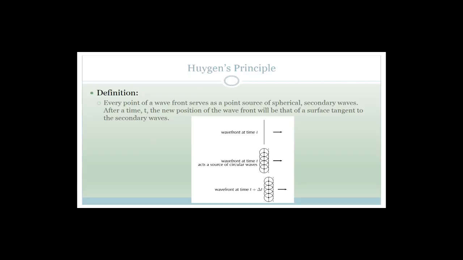So this is a definition you have to learn. NB, you have to learn this definition. Every point of a wavefront serves as a point source of spherical secondary waves. After a time t, the new position of the wavefront will be that of the surface tangent to the secondary waves. So like we said, the wavefronts overlap and we get a new surface which is tangential. It's a tangent to all the overlapping surfaces of the round wavefronts to give you a new wavefront.